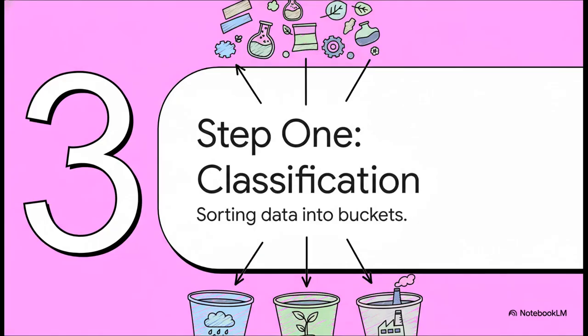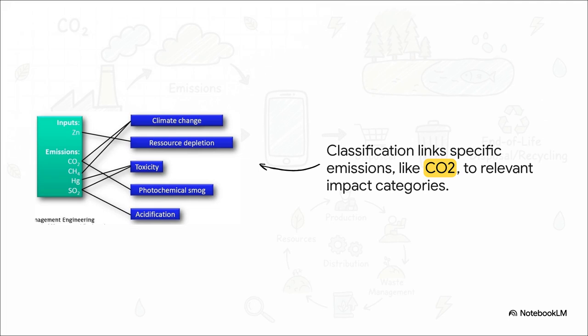The first mandatory step is classification, and you can think of it exactly like it sounds. It's a sorting process. We take every single substance from our big inventory list and we assign it to the environmental impact categories that it contributes to. And this visual lays it out perfectly. On the left, you see our emissions: CO2, methane, sulfur dioxide. And we're basically just drawing lines linking them to the right impact buckets. So you can see both CO2 and methane get sorted into the climate change bucket, while something like SO2 goes into acidification. Simple as that.